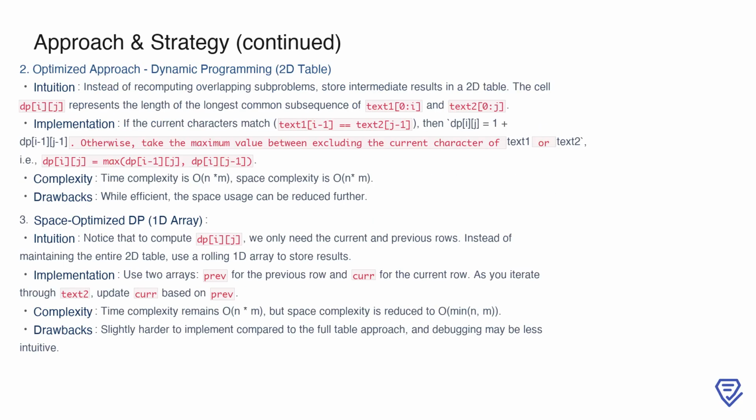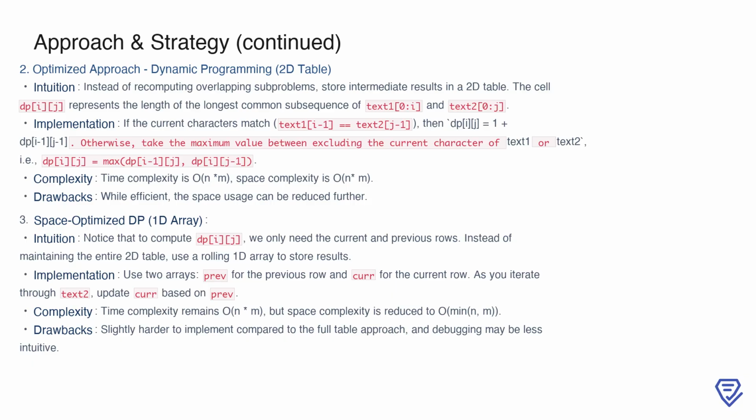To address the inefficiency of the brute force approach, we turn to dynamic programming using a 2D table. Here, the intuition is to break the problem into smaller overlapping subproblems and store their intermediate results in a table to avoid redundant calculations. Specifically, we define a table where each cell dp[i][j] represents the length of the longest common subsequence between the first i characters of text1 and the first j characters of text2.